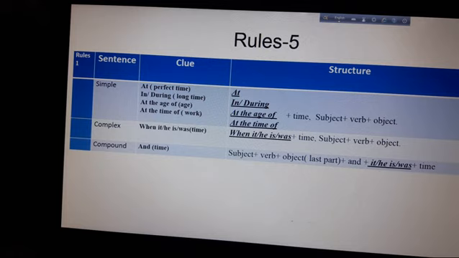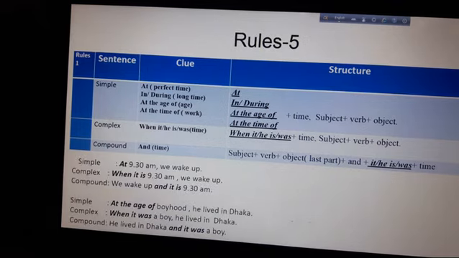Complex sentence and compound sentence, you can use only and plus time, but the structure is that subject verb object last part and it is or was plus time, or he is or was plus time. Example, simple sentence: At 9:30 a.m. we wake up. In a complex sentence, when it is 9:30 a.m., because it is the perfect time, we wake up. And compound sentence there use when we wake up in the last sentence, and then and so it is 9:30 a.m.